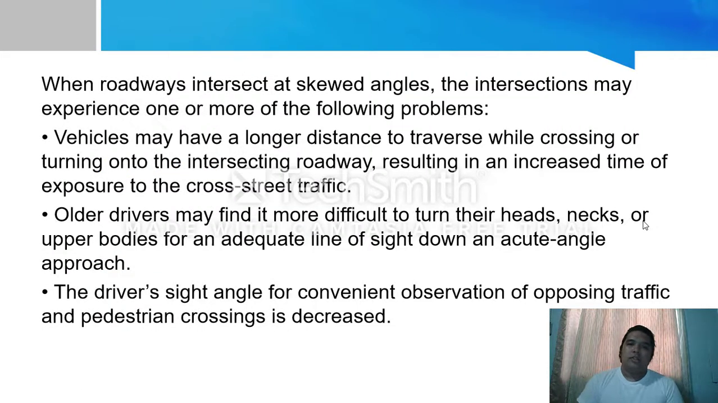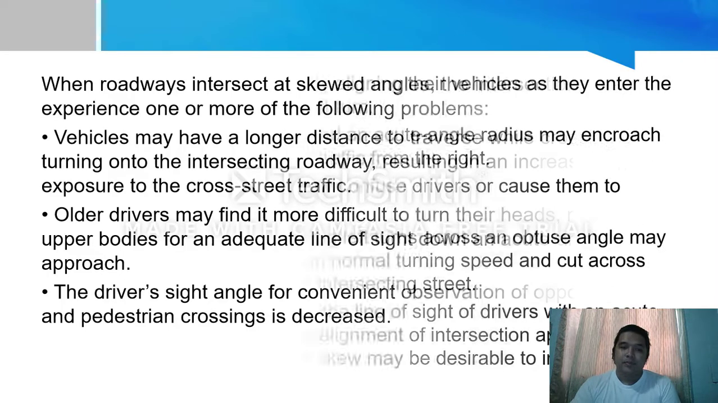So when roadways intersect at a skewed angle, the intersection may experience one or more of the following problems. First, the vehicle may have a longer distance to traverse while crossing or turning onto the intersecting roadway, resulting in an increased time of exposure to the cross-street traffic. Second, older drivers may find it more difficult to turn their heads, necks, or upper bodies for an adequate line of sight down an acute angle approach. The driver's sight angle for convenient observation of opposing traffic and pedestrian crossings is decreased.